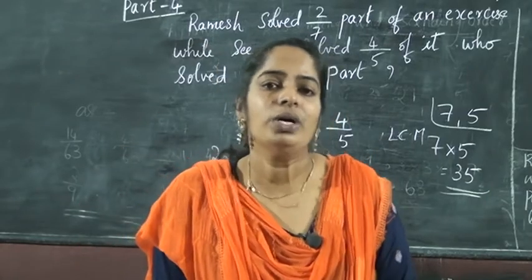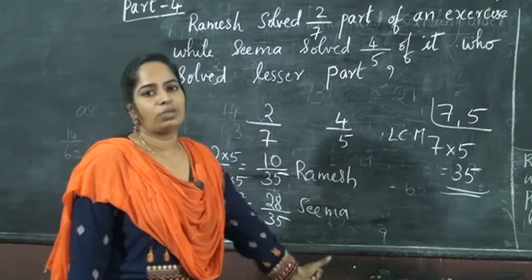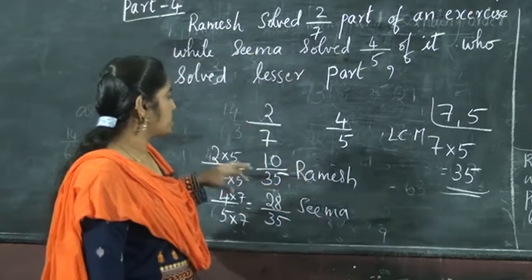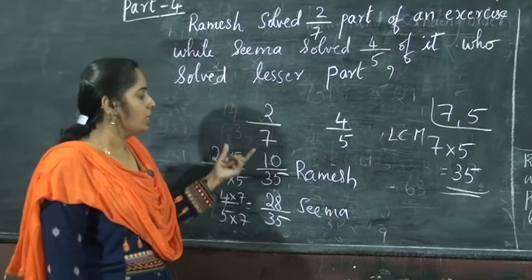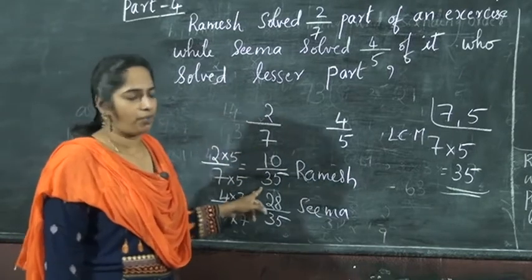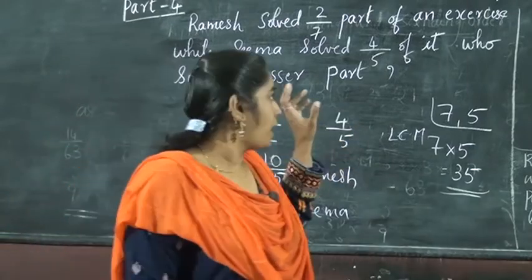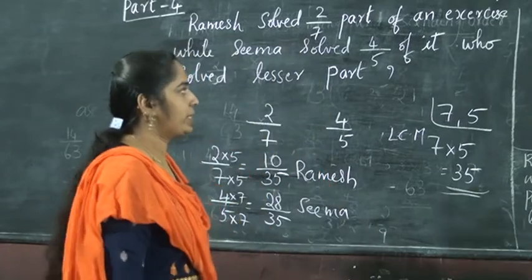Now you are able to write the statement, so you must write statements and find out the workings in the working column. So here, what is the answer? Who solved the lesser part? Ramesh solved the lesser part, that is 10 by 35, which is 2 by 7. I hope you all understand this question. Okay children, so we can go to the next question.